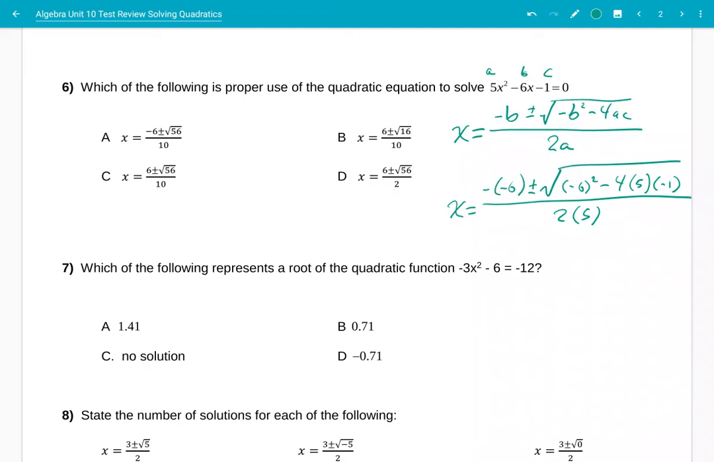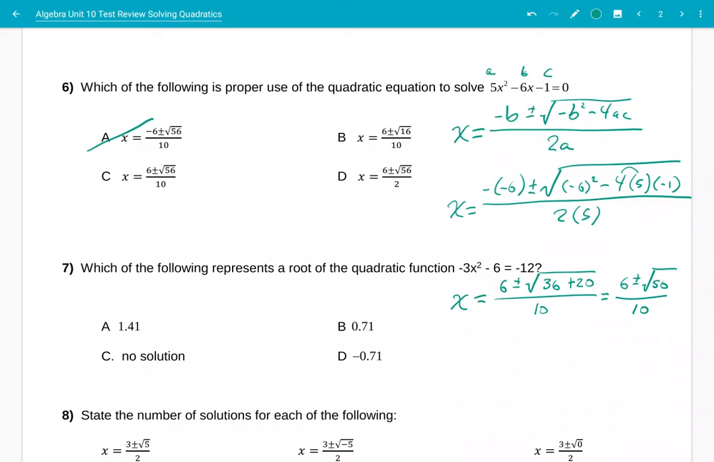Let's see. Okay, so let's simplify this. x equals minus 6. That's a positive 6. Plus, let's see, do they all have positive 6? Oh, this one does not. So we can eliminate A. That one's not correct. 1 down, 3 to go. 6 plus or minus the square root of, let's see, minus 6 squared is 36. Minus 4 times 5 is a minus 20. And then a minus 20 times a minus 1 is a plus 20. All that over 2 times 5, which is 10. And then we can simplify this to 56 over 10.